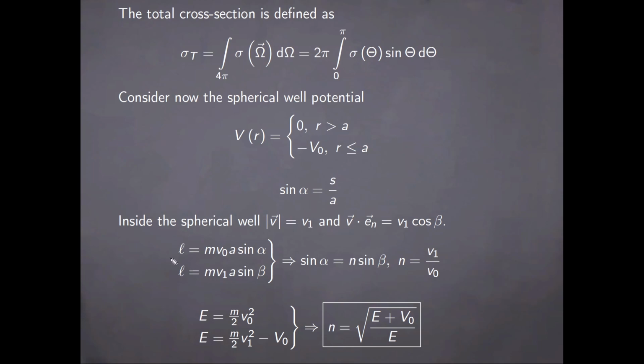Furthermore, we use the conservation of angular momentum as the value of L, given the spherical symmetry of the problem. The magnitude of L must be the same whether written in the external or internal variables. So putting these two together, we find the relationship between the angles alpha and beta being one of proportionality, with the proportionality constant n being simply the ratio between the velocity inside the spherical well and the incident velocity.